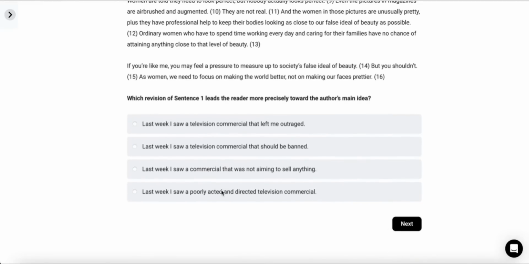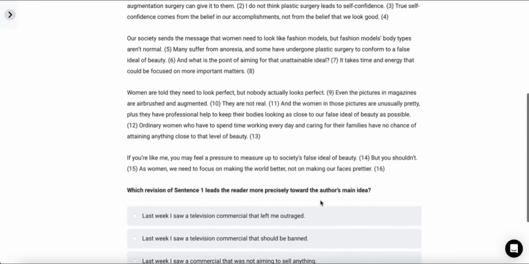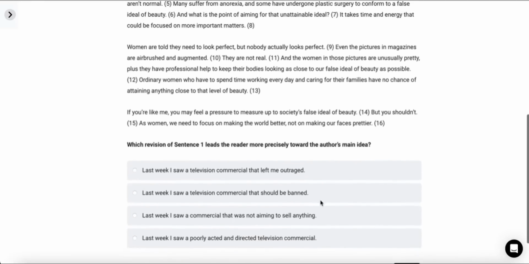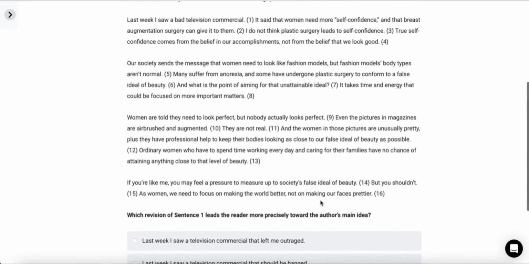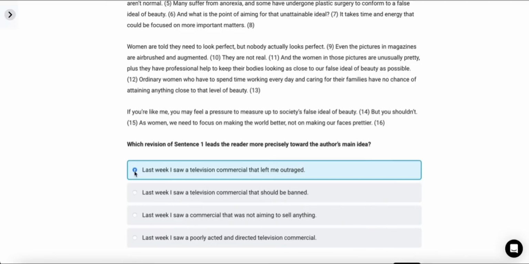Last week, I saw a poorly acted and directed television commercial. This passage is not about a poorly acted television commercial. It's not about the quality of the commercial itself. It's about the message. So the correct answer is the first answer here. The author is inviting the audience to share in the outrage of this commercial.